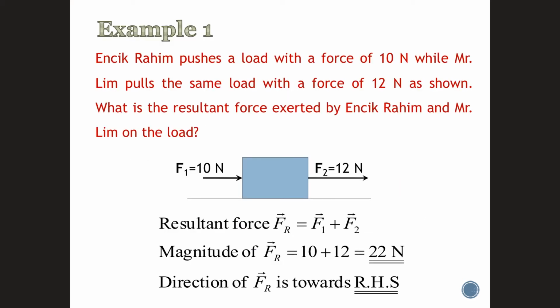Okay, so we have an example here. Encik Rahim pushes a load with a force of 10 Newton, while Mr. Lim pulls the same load with a force of 12 Newton as shown. What is the resultant force? The question is pretty easy because basically the two forces are parallel, in the same direction, so you can just add them up. So 10 plus 12, then you get 22 Newton. Please take note, because force is a vector, you need to mention a direction, which means it's moving toward the right.